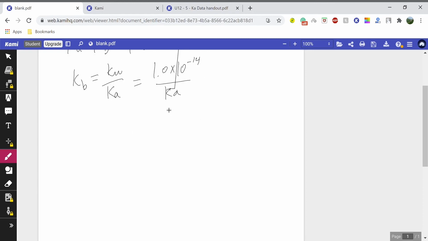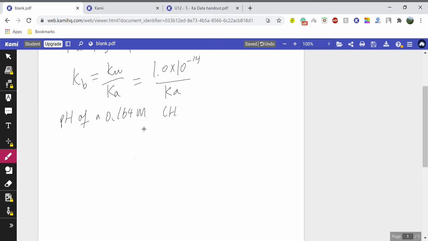So let's do a few practice problems. First, the pH of a 0.164 molar aqueous solution of CH3 2 NH is 11.980. What is Kb and what is Ka?